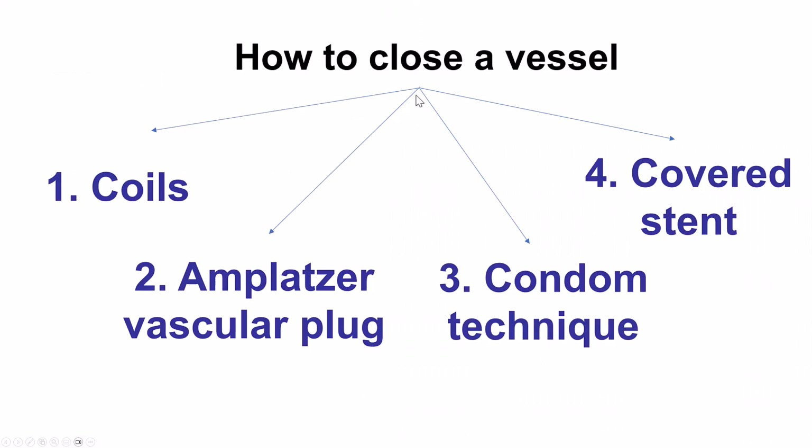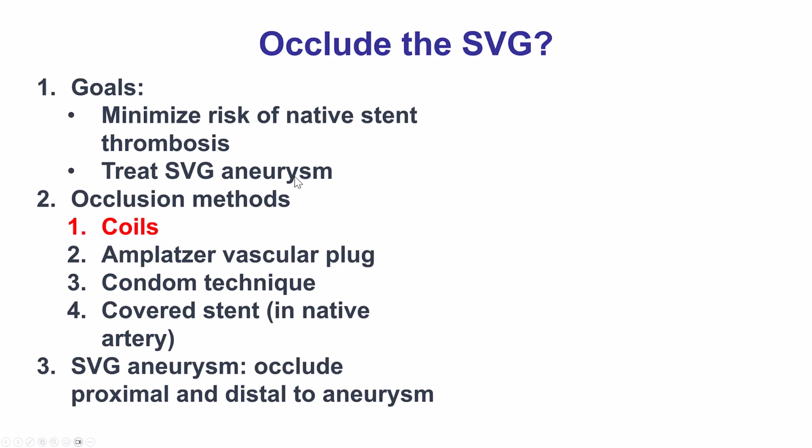So part 2, how can we actually close the vessel? There are 4 different ways. One is to use coils. The second is to use an Amplatzer vascular plug or a combination of the two. The third one is the Condom technique, a technique that doesn't require any specialized equipment. And fourth is to place a covered stent into the native vessel.